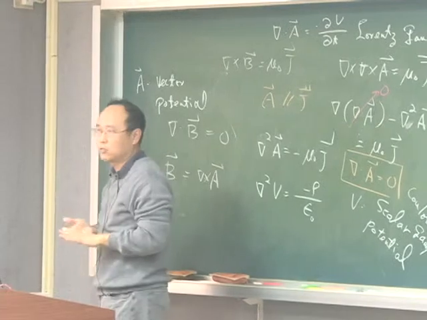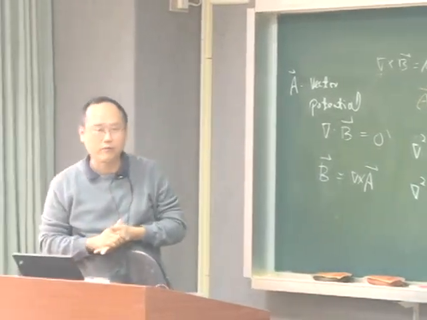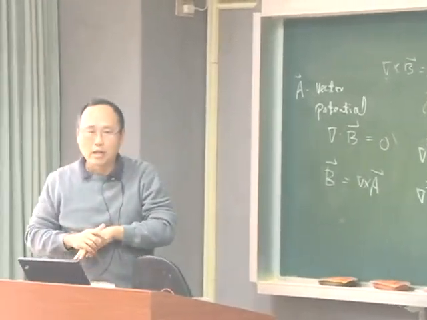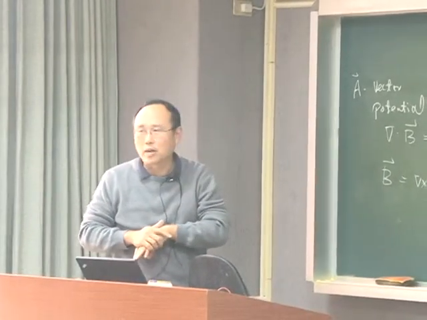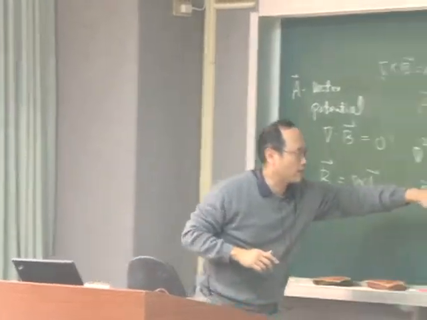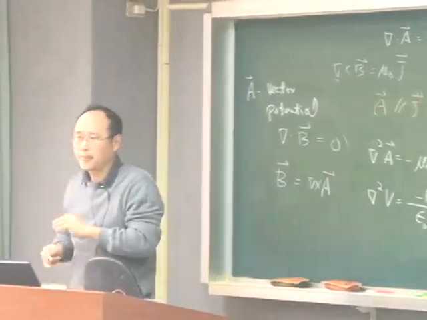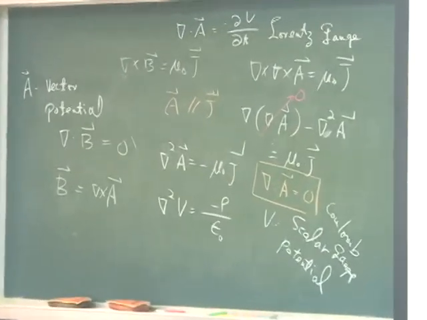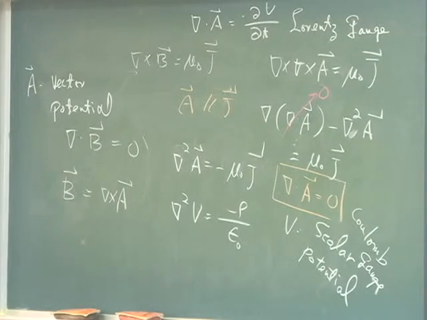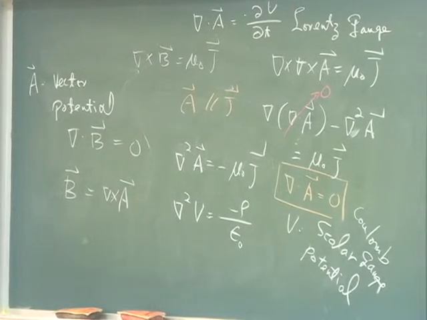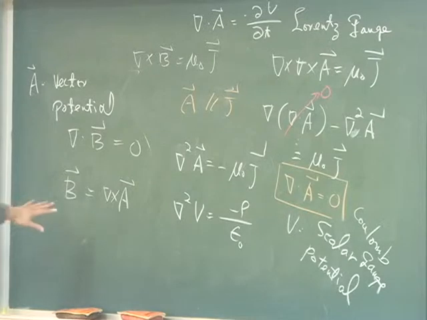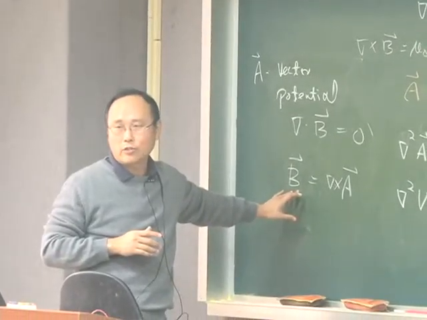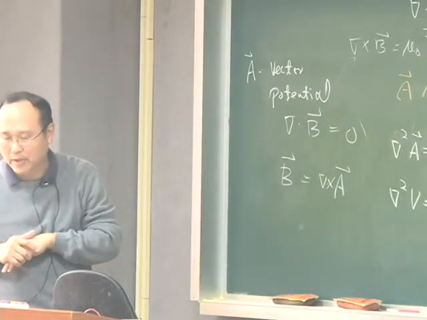So later on, when we talk about time varying field, we're going to adopt this definition for divergence of A. At this moment, we don't talk about time varying field, so we simply pick up this definition. Because under this definition, your A is very easy to solve, just for convenience. Once you solve the A, then you come back to do this curl of A to get your B, and so this is more like a mathematical tool.